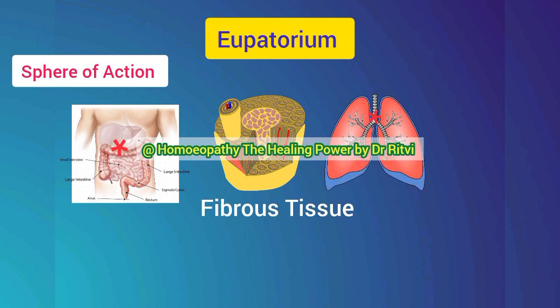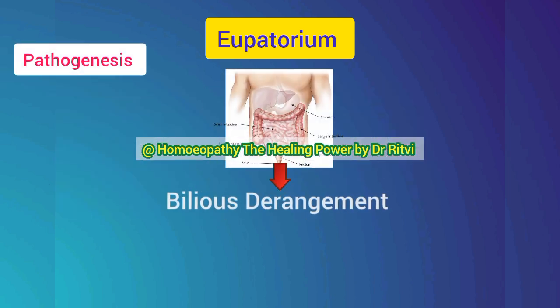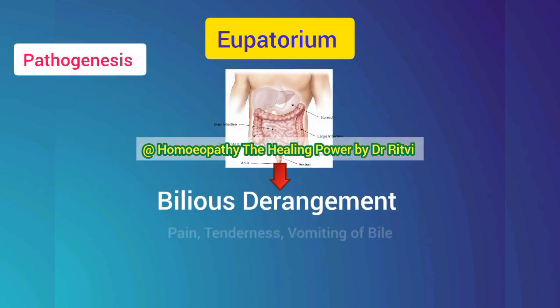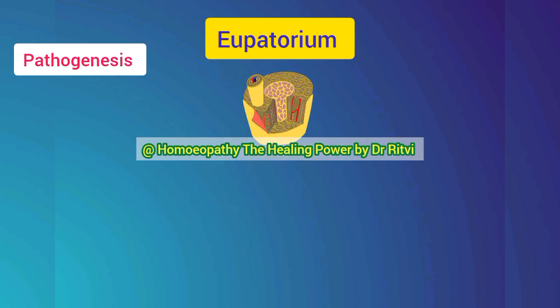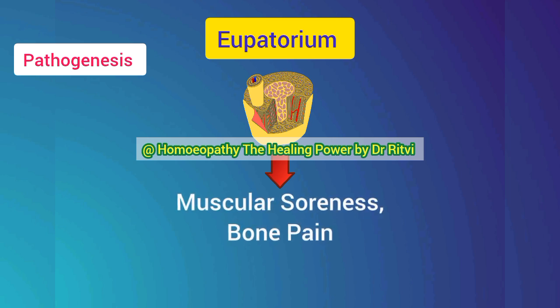Friends, by acting on gastrohepatic region, Eupatorium produces bilious derangement. Here, Eupatorium produces tenderness in the hepatic region and vomiting of bile. By acting on fibrous tissues like muscles and on bones, Eupatorium produces severe muscular soreness and severe bone pain.